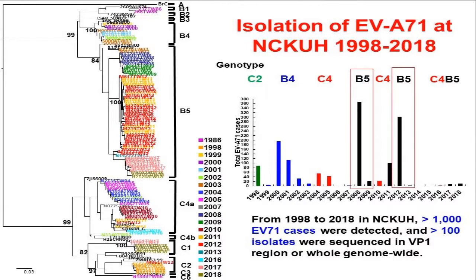Although we have an outbreak every few years, according to the phylogenetic analysis, Enterovirus A71 can be divided into at least 11 genotypes. In the past, we found that when there were newly reemerging genotypes, we saw an outbreak. The first outbreak was C2, then B4 and C4, and then we had two outbreaks of B5. I will tell you later that these two B5 outbreaks have some differences in the genome.